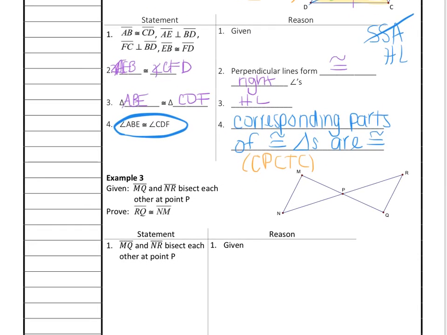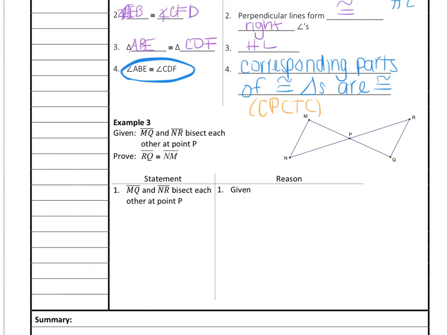Example 3 has us looking at another proof, but it's not fill in the blank. This time we have to do the work ourselves. So it tells us that we want RQ. Sometimes it's nice to look ahead first. We want RQ, put a dot on it, to be congruent to NM, put a dot on it.